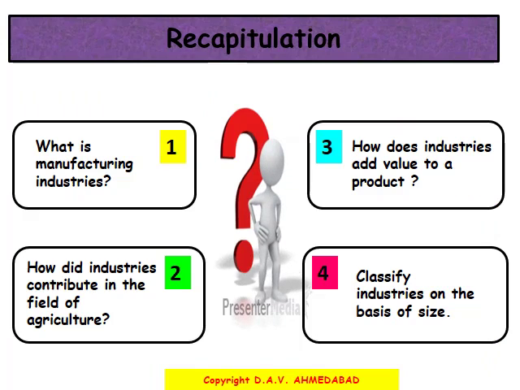Okay students, let's do a quick recapitulation. I want you to answer these questions and try to do it yourself. Alright? First question. What is manufacturing industries? Yes, the answer is quite easy. Second question. How did industries contribute in the field of agriculture? Third question. How do industries add value to a product? Fourth question. Classify industries on the basis of size.